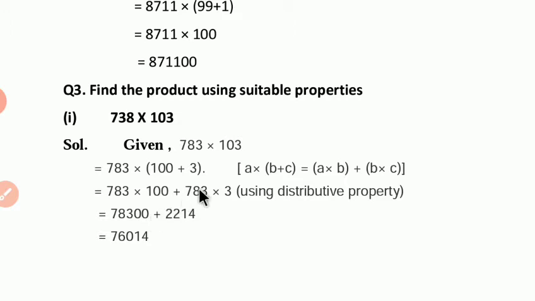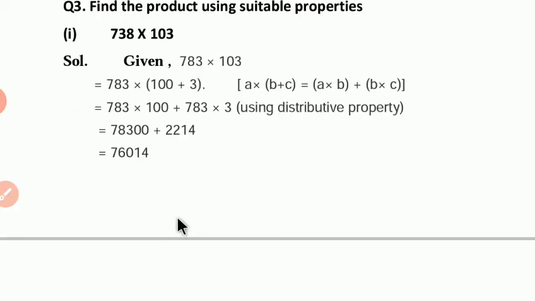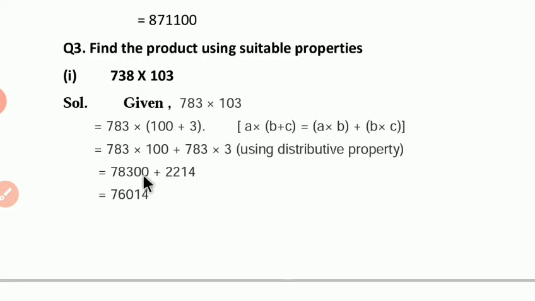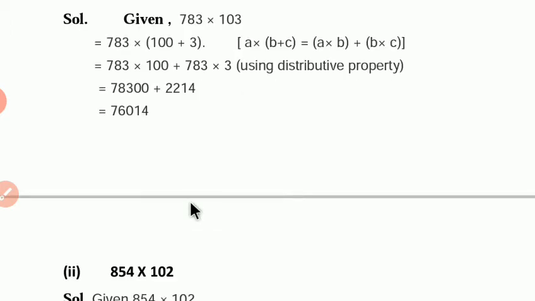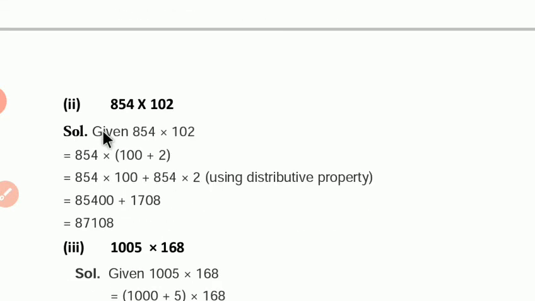78,300 plus 783 into 3 is 2,214. After multiplication you have to add. So the answer is 76,014. Nothing else to do, you only have to open any one of the two numbers.